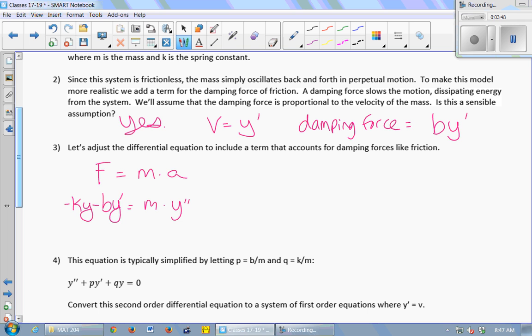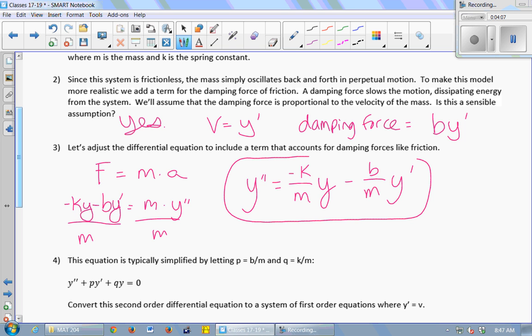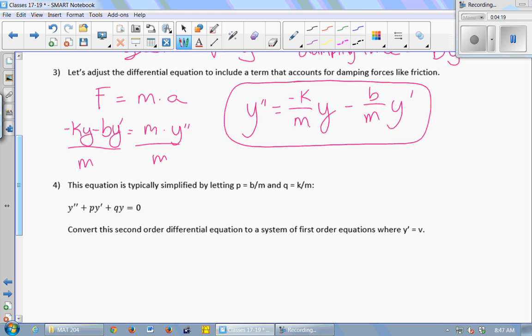If I solve that equation for y double prime, I just divide everything by m, and I have y double prime equals negative k over m times y minus b over m times y prime. So that is the harmonic oscillator with friction resistance. We typically simplify it because k over m and b over m are just numbers, so we could rename those p and q to make it look cleaner: y double prime plus p y prime plus q y equals 0. Sorry, I should have included that negative.